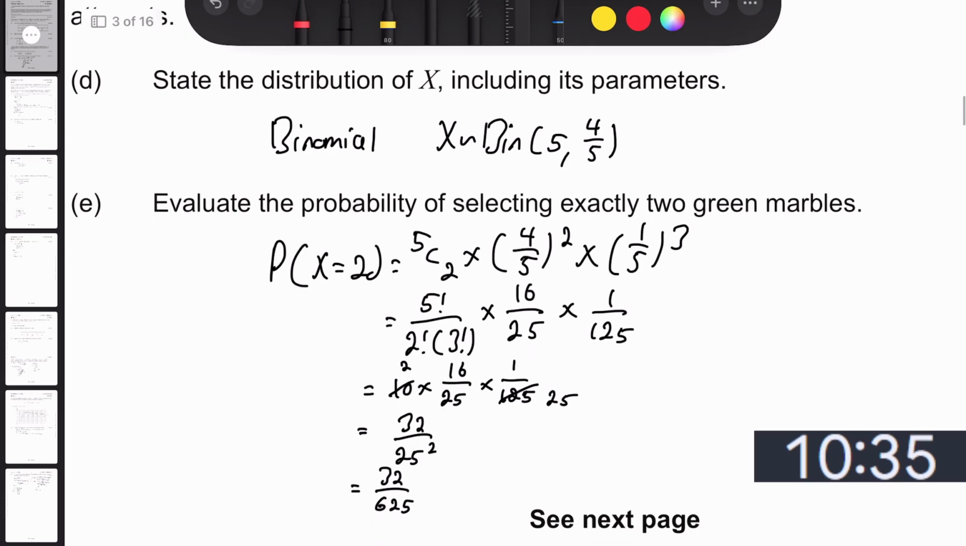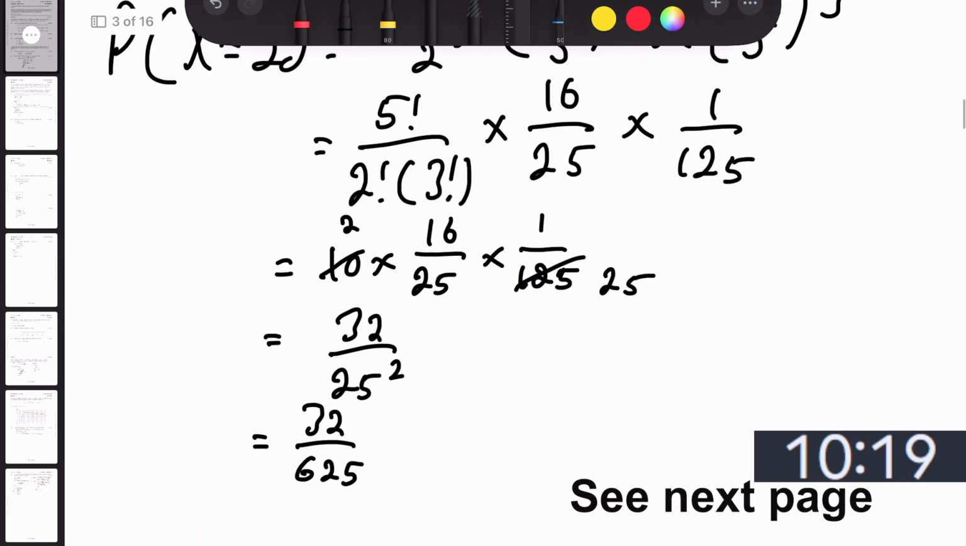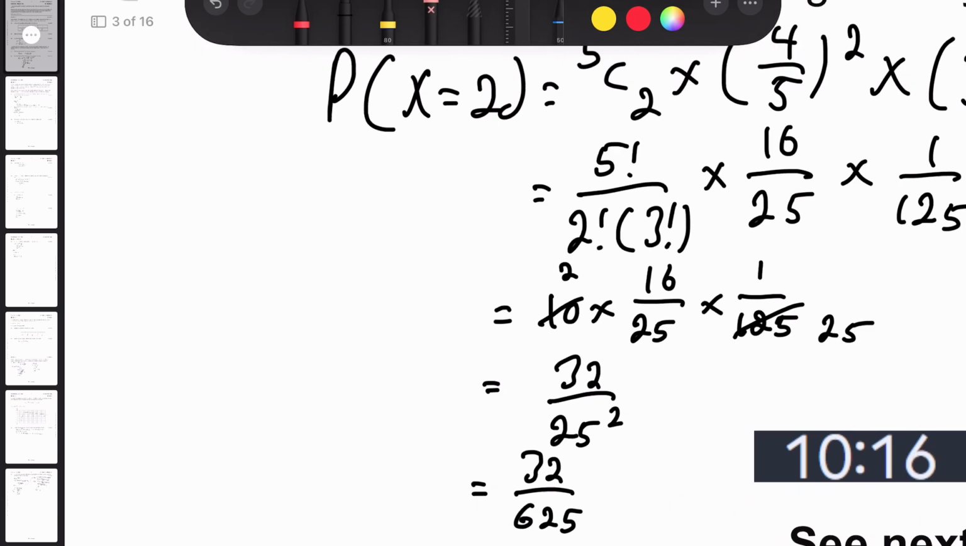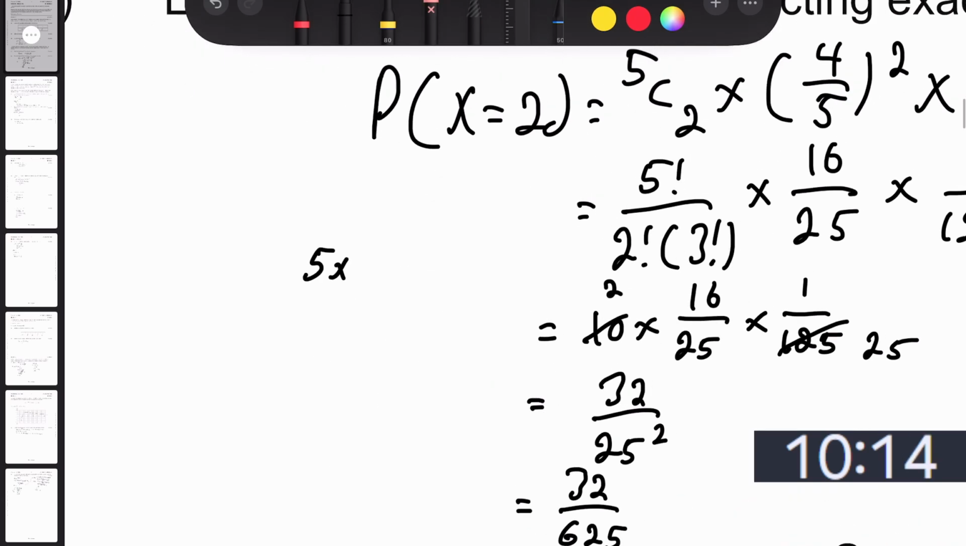If we want to select 2 green marbles, then we have 5C2, which is going to be 10 times 16 on 25 times 1 on 125. So that's just 5 times 4 all over 2. So that becomes 5 times 2 times 16 on 25 times 1 on 125. At 5, that becomes a 5. 32, 625 on the bottom.